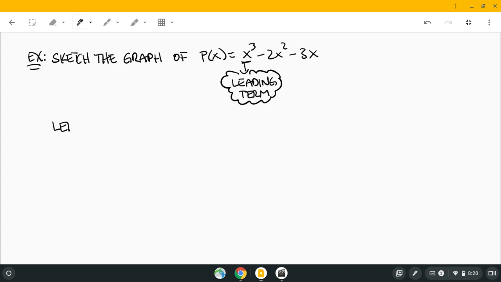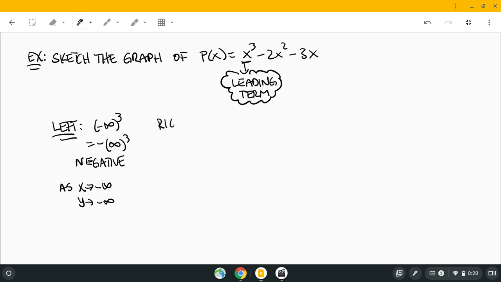All right, left-hand behavior. X goes towards the negatives, so I will plug in negative infinity. And negative to the third power is negative, and so we get a negative result. So on the left-hand side, the graph is falling. As x goes towards negative infinity, our graph, y, goes towards negatives.